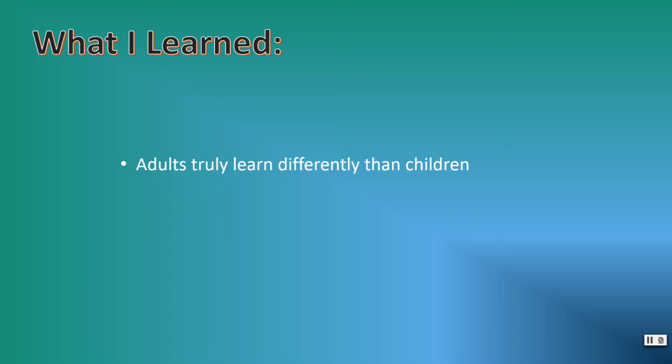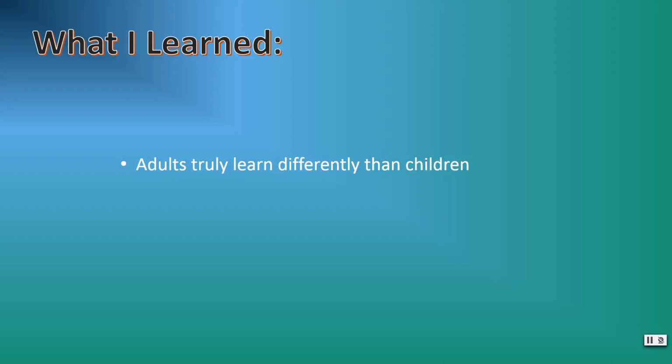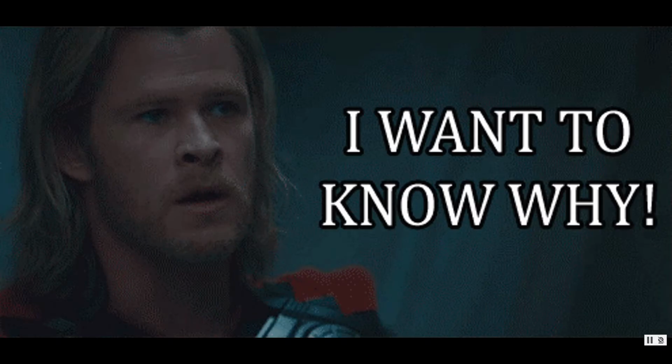For starters, adults truly do learn differently than children. Adults always need to know why they need to learn something, and the material has to be readily, immediately available for them to use in their actual lives. They want to know why they need to learn something, and they need to be engaged to be able to do it.